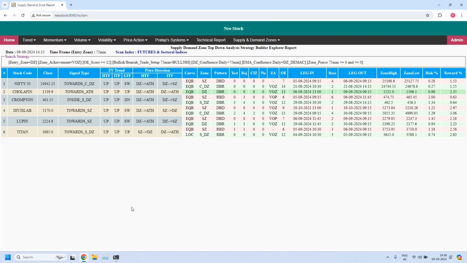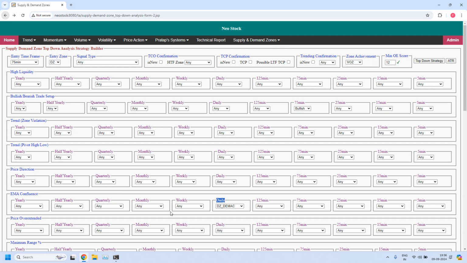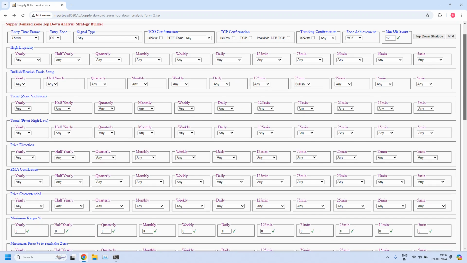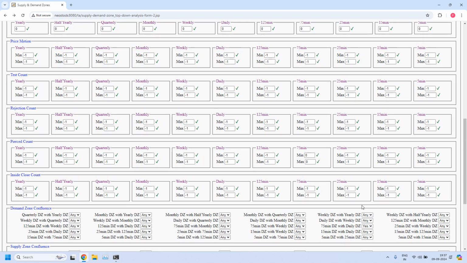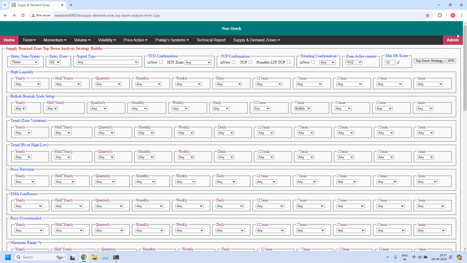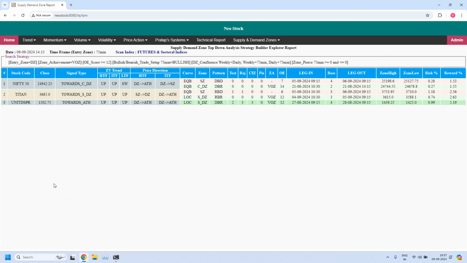That is 75, daily and weekly confluence. So I have to remove this EMA filter. And now in the demand zone confluence, 75 and daily is already enabled. 75 and weekly I am enabling, and daily and weekly also I am enabling. With all the three, that is LTF, ITF, HTF confluence, we got 3 stocks.